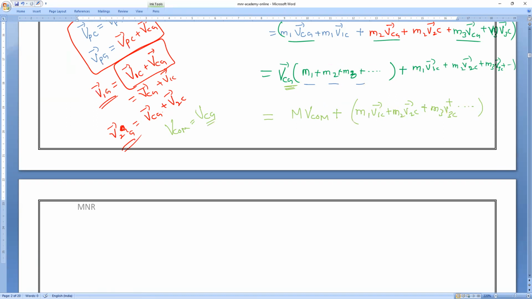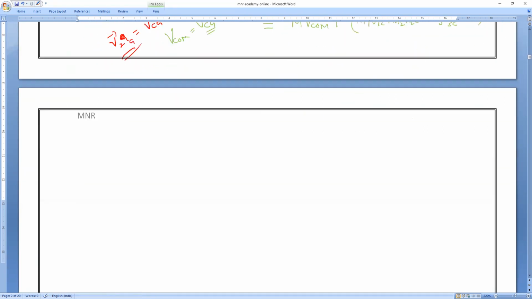Yes, sir. Now observe very carefully. I am going to tell you one important thing. Let me take two particles. This particle is m1 and this particle is m2. This particle's velocity is v1g and this particle's velocity is v2g, with respect to ground.